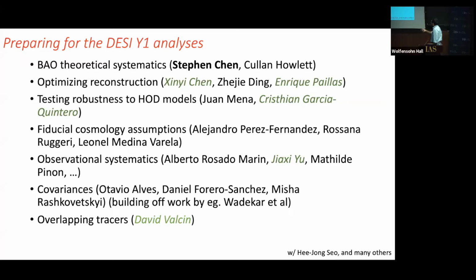I'm putting up the slide really to highlight that there's a large number of people whose real work I'm standing up here and presenting, as well as a bunch of people in green who are on the job market this year. So if you're looking at postdoctoral applications, a lot of these people are looking for postdocs.